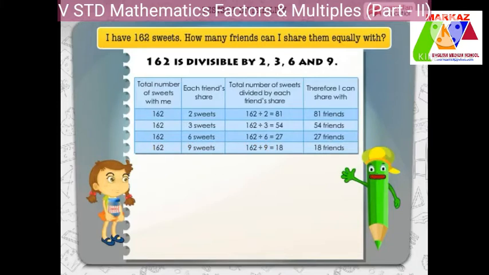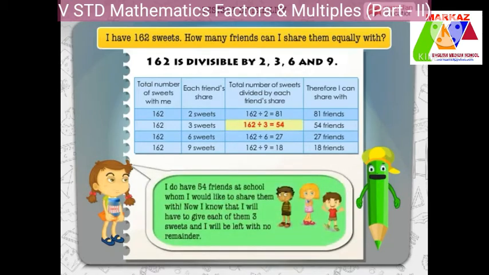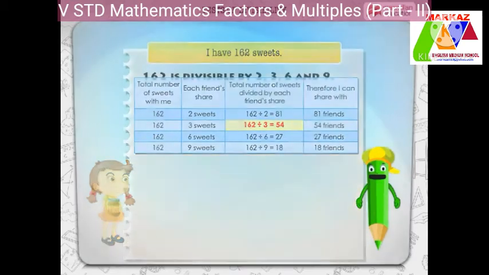But I think eating 6 or 9 sweets each might make them sick. If you share the sweets in any of these ways, you can divide 162 sweets without any remainder. Thank you, Mathis. This is perfect. I do have 54 friends at school whom I would like to share them with. Now I know that I will have to give each of them 3 sweets and I will be left with no remainder. You are amazingly fast at division. I wish I could divide as quickly as you.